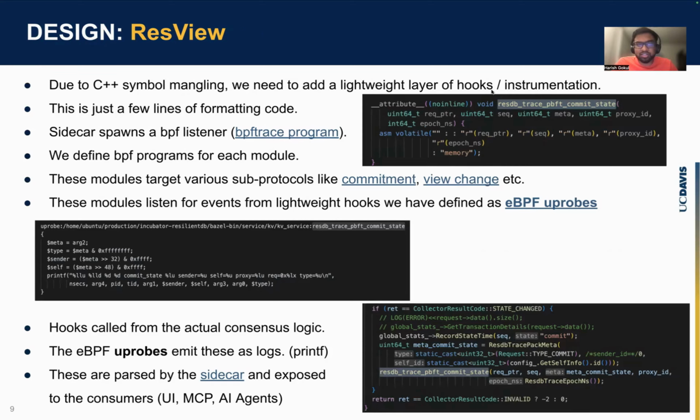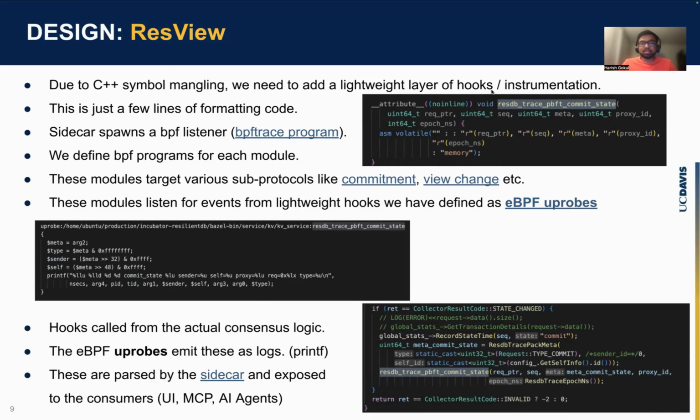So the design of ResView is as follows. Due to C++ symbol mangling, we need to add a lightweight layer of hooks and instrumentation. So there's just a few lines of formatting code. The sidecar spawns a BPF listener, which is a BPF trace program found in most Linux distros. We define BPF programs for each module, and these modules target various subprotocols like commitment, view change, checkpointing, etc.